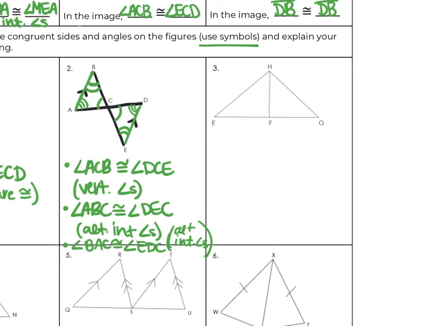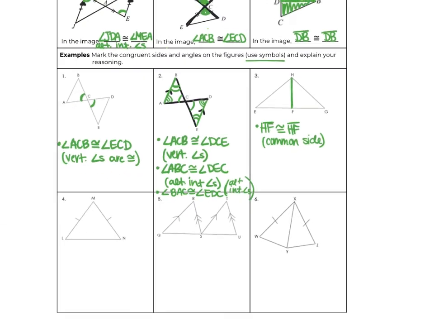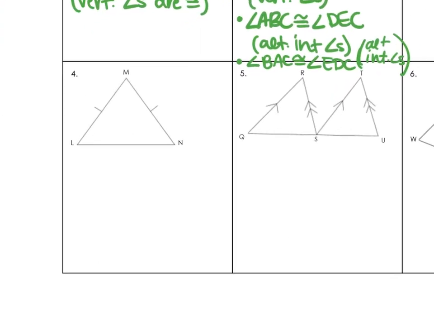All right, 3. So 3 really doesn't have any intersecting lines, so we can't have vertical angles, and it doesn't have any parallel lines, so we can't use any angle relationships from those, but it does have HF that's in both of the triangles, okay? So I can use that. I can say that segment HF is congruent to segment HF, and the reason would be it is a common side, meaning they have it in common or they share it. And that is all I'll be able to say in this case. So make sure you can recognize those common sides.